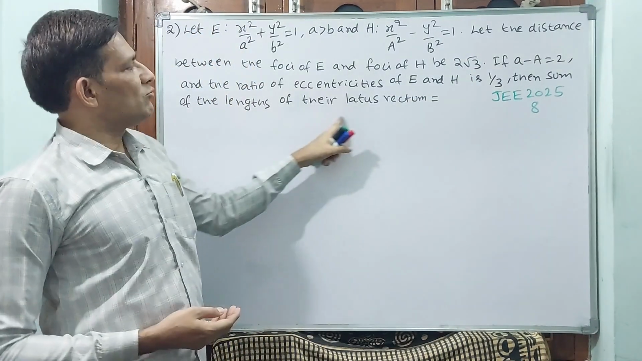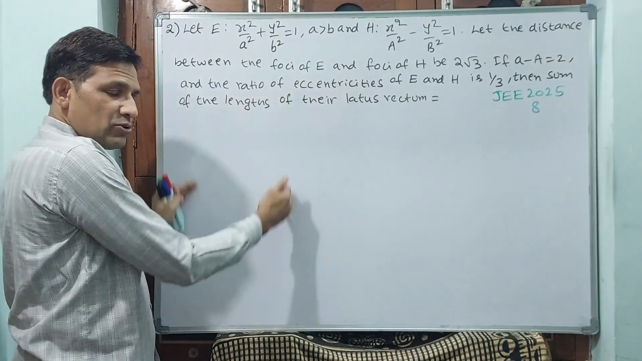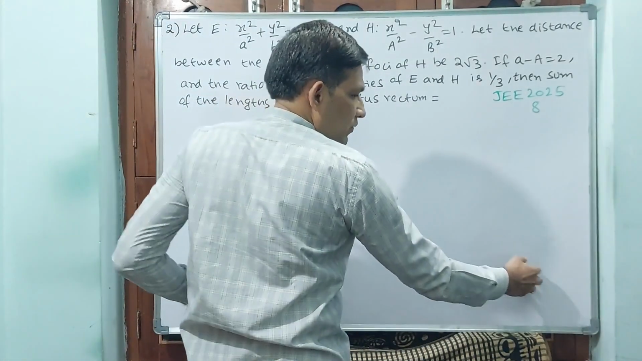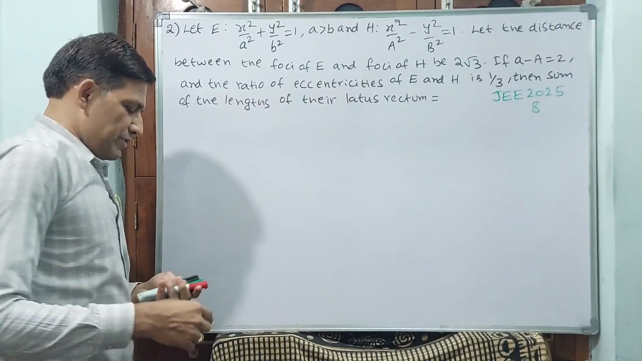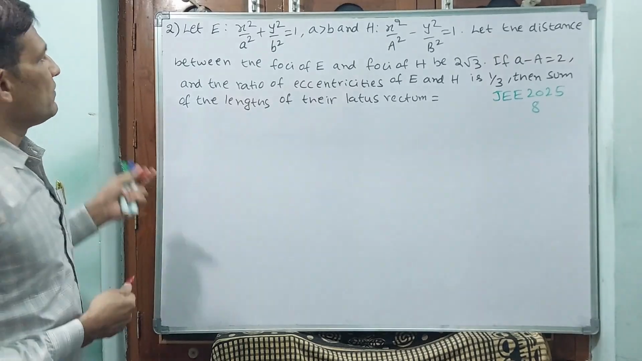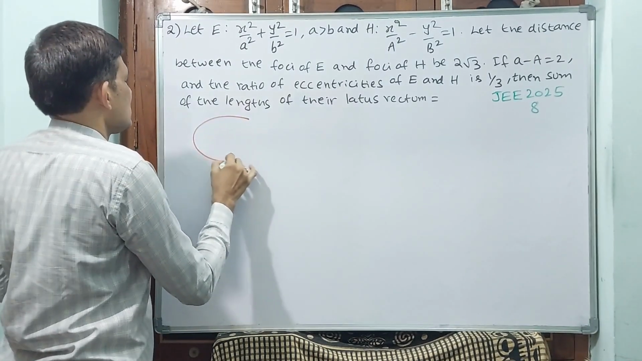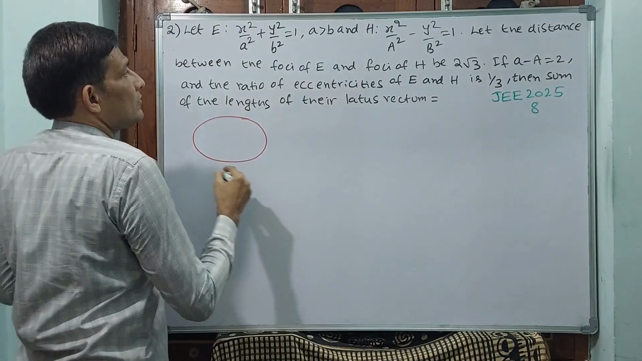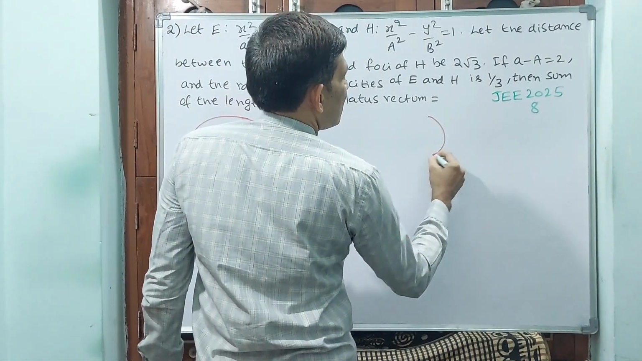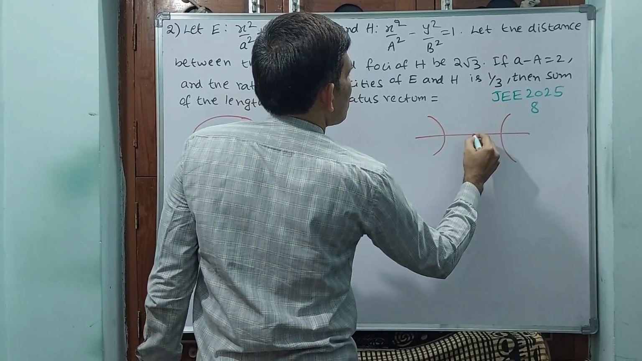The sum of the lengths of latus rectum. Sum of the lengths of latus rectum means here also you have to find the length of latus rectum, and here also, then you have to add. That should come 8. Okay, step by step, first of all, let me draw this figure. Ellipse is this one. Hyperbola is this one. Both are on the x-axis only, if you observe carefully.